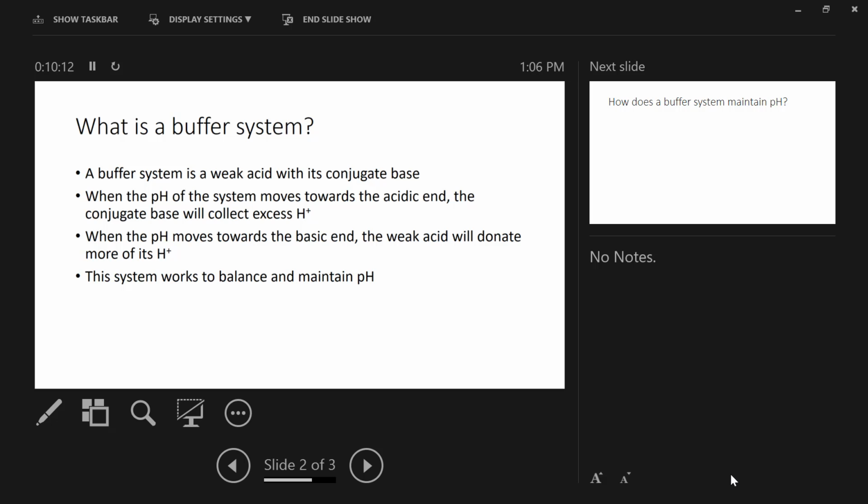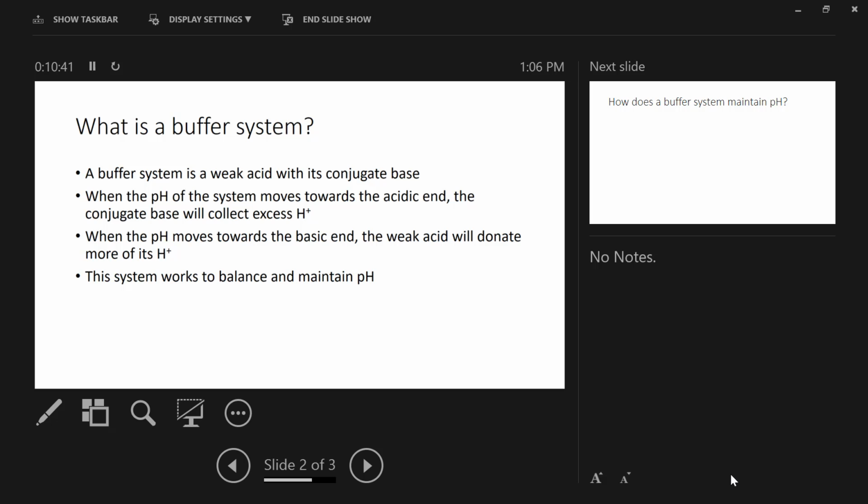So when we have a weak acid along with its conjugate base, we have a way to buffer against changes in pH. Right? We start to shift it towards the acidic end, the conjugate base will take some extra hydrogen ions. We start to shift it towards the basic end, that weak acid is going to release more hydrogen ions. Okay? And the system ultimately works to balance and maintain pH.